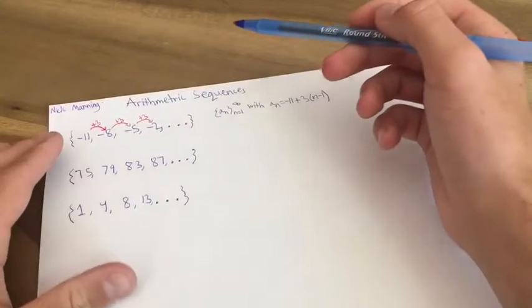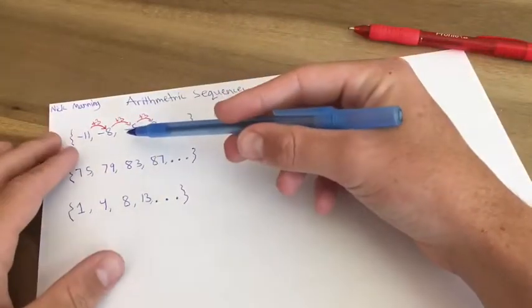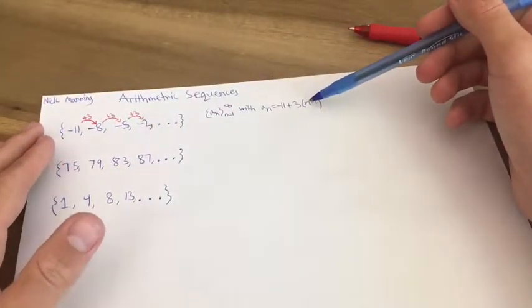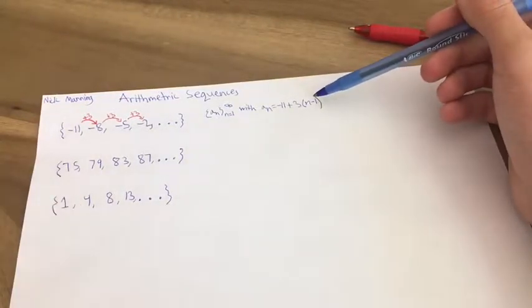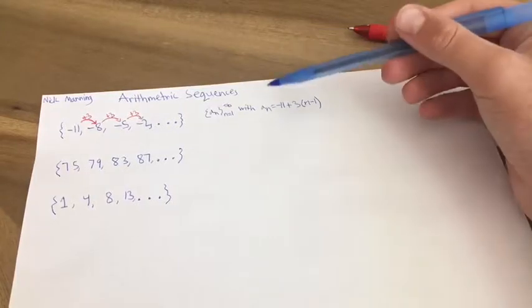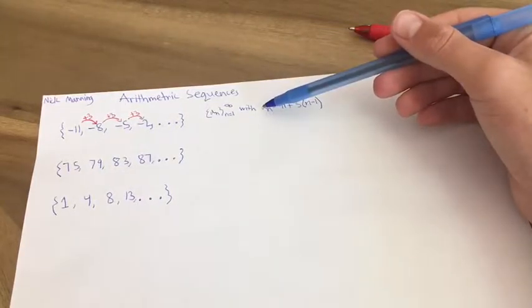Then for the second term, we add 3 once. For the third term, we add 3 twice. So that's how we get n minus 1 right there. And that is how we write it explicitly.